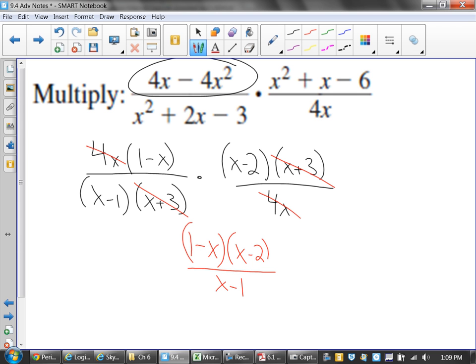Since I'm multiplying, remember when you're multiplying fractions together, the numerators all stay together, the denominators all stay together. It just becomes one giant fraction bar. So you're looking to see which sets of them simplify out. You're looking for groups of 1. x plus 3 divided by x plus 3 is 1. 4x divided by 4x is 1. Those get dropped out. Now, I cannot simplify 1 minus x and x minus 1 because they're not the same.